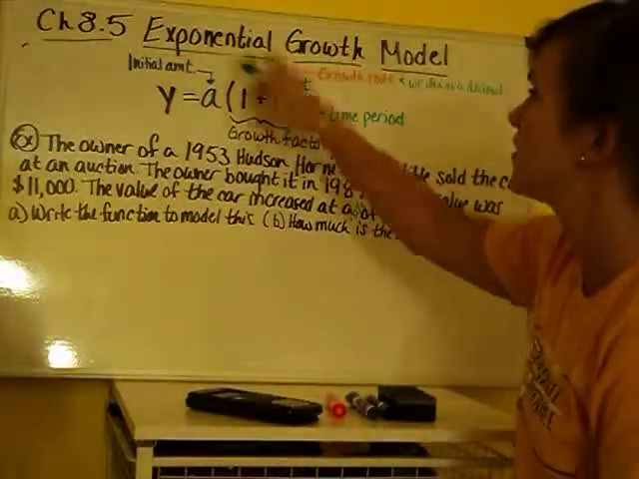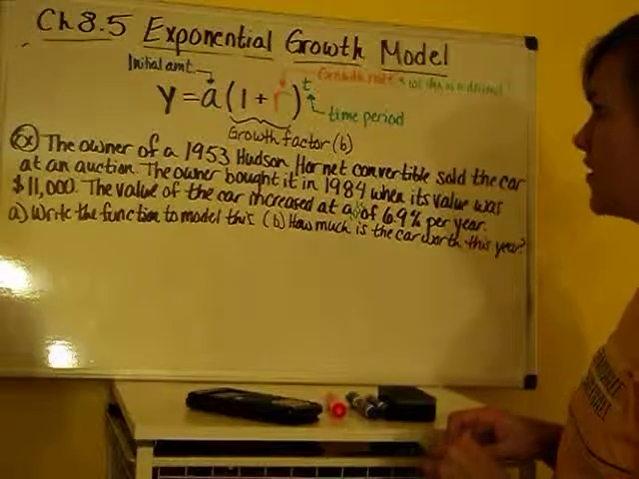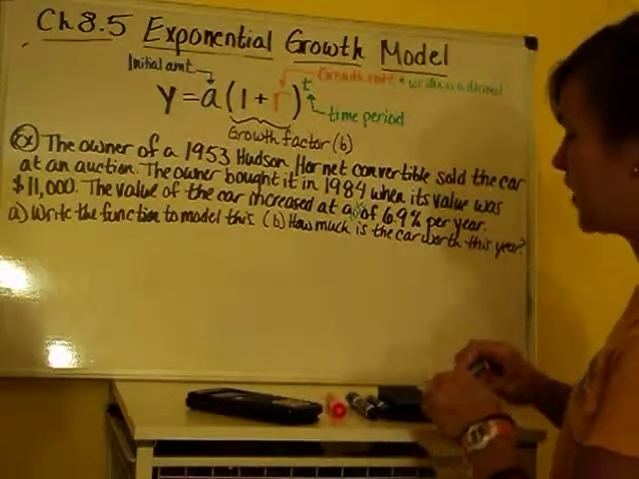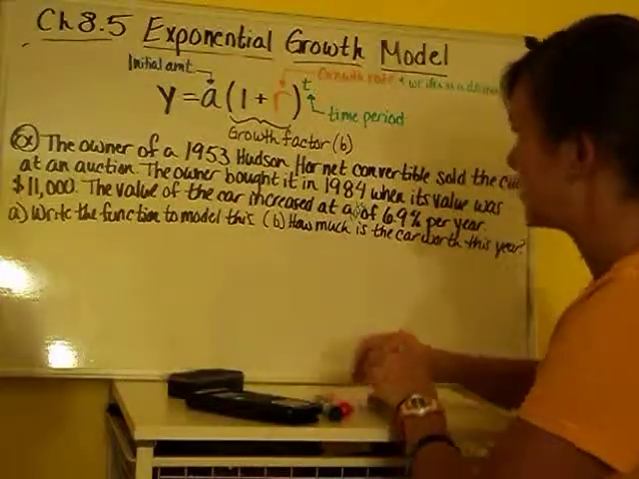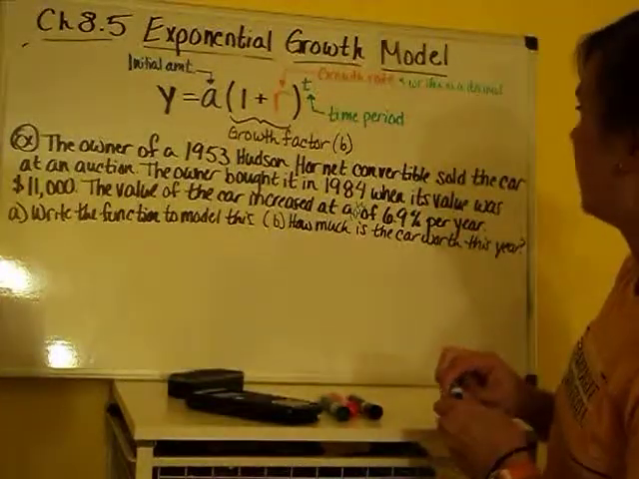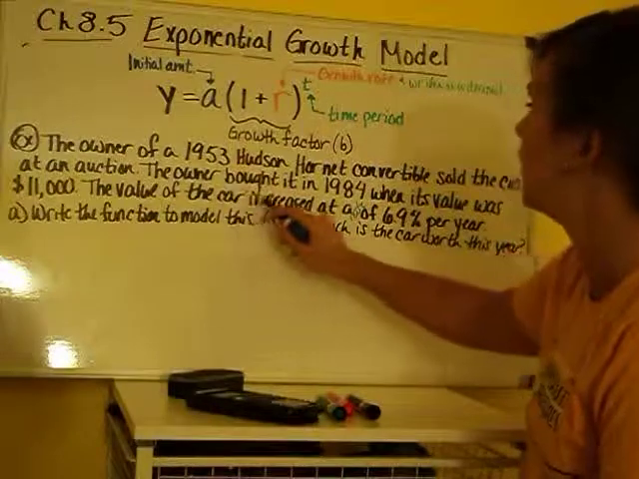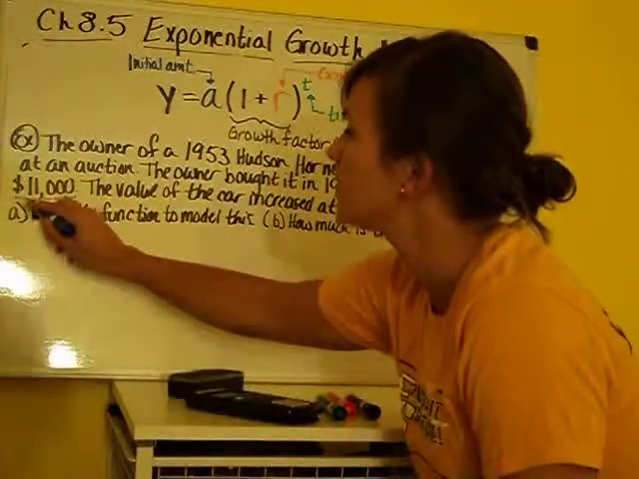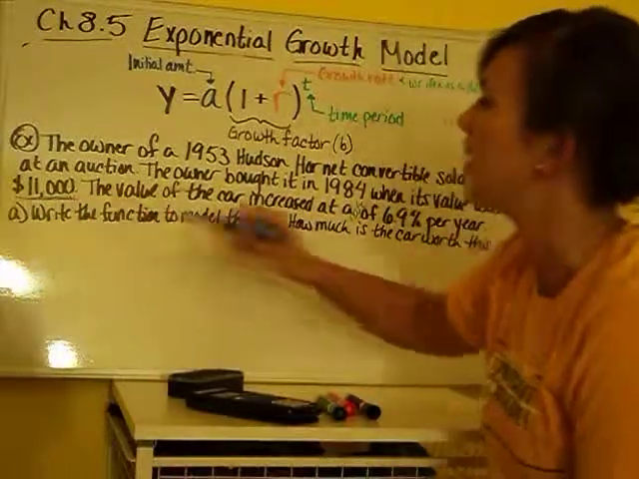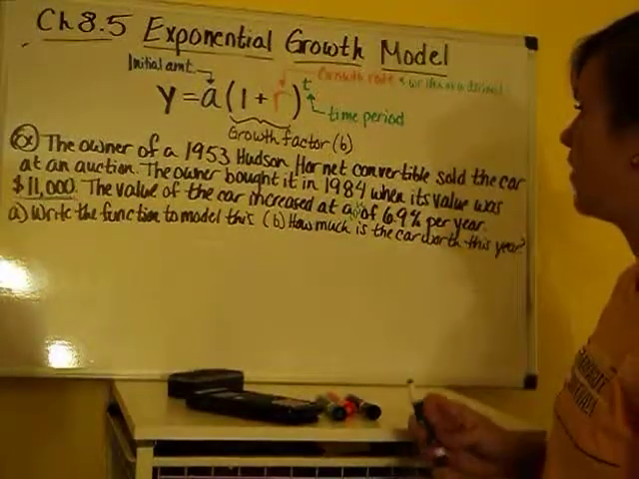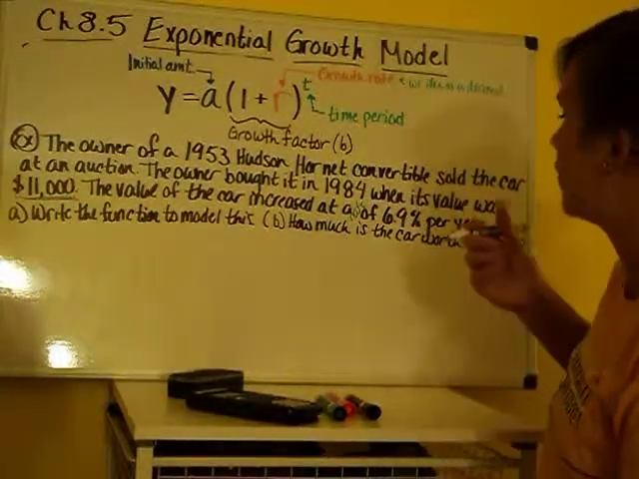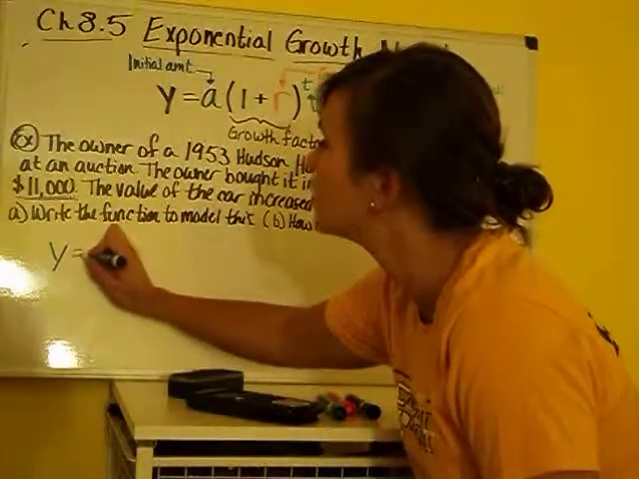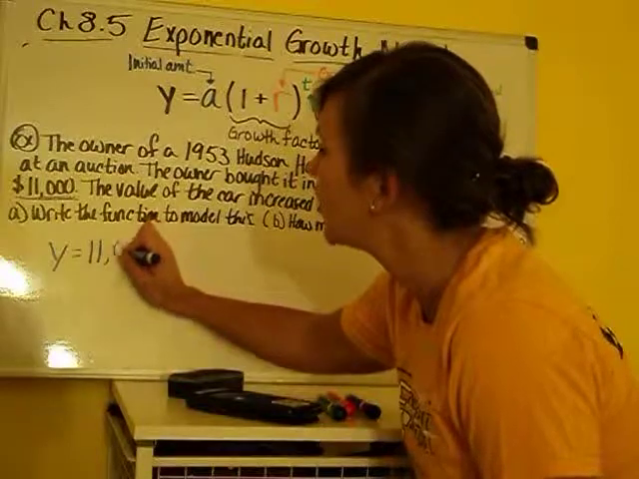So we're going to use this format. Looking back through the problem, let's color coordinate this. Our initial amount: the owner bought it in 1984 when its value was $11,000. That is our initial amount. That is our A. So far we are going to have Y equals 11,000.